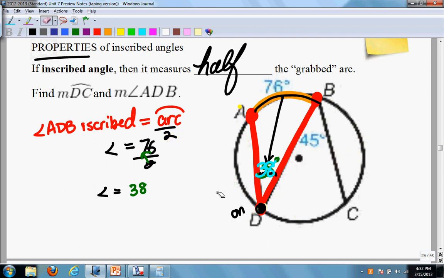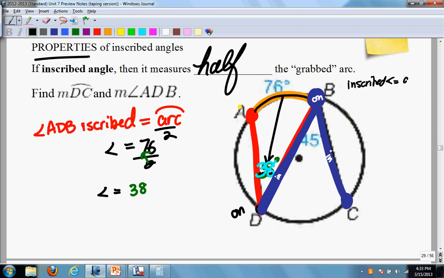Now let's see what else we can find here. You have another inscribed angle going this way. I'd like you to trace this inscribed angle. DBC is inscribed. B is on the circle. And BD is in, and BC is in. That means it's inscribed. And write this out in the margin. Inscribed angle equals half the arc.